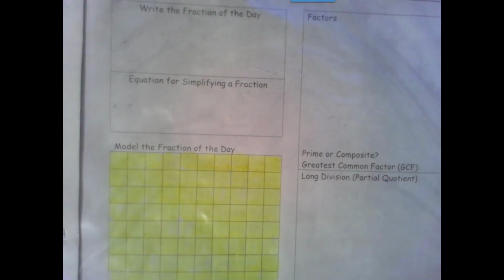Alright, so let's get down our beginning fraction. Our denominator is 180 because we have a total of 180 school days. And we are on day 87.